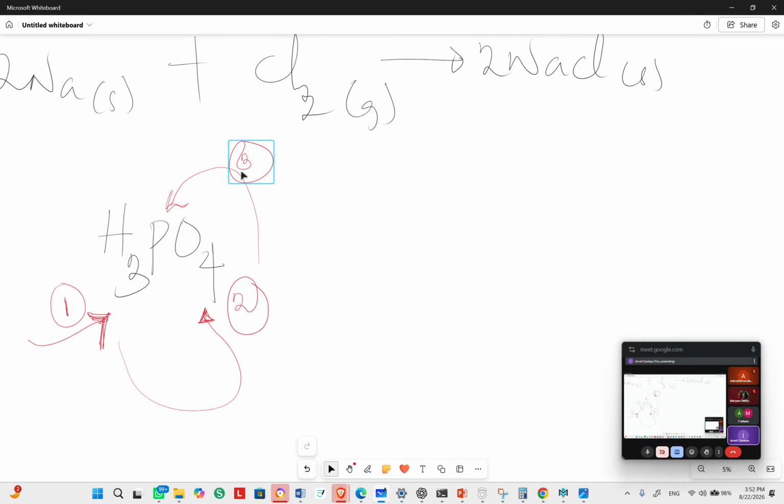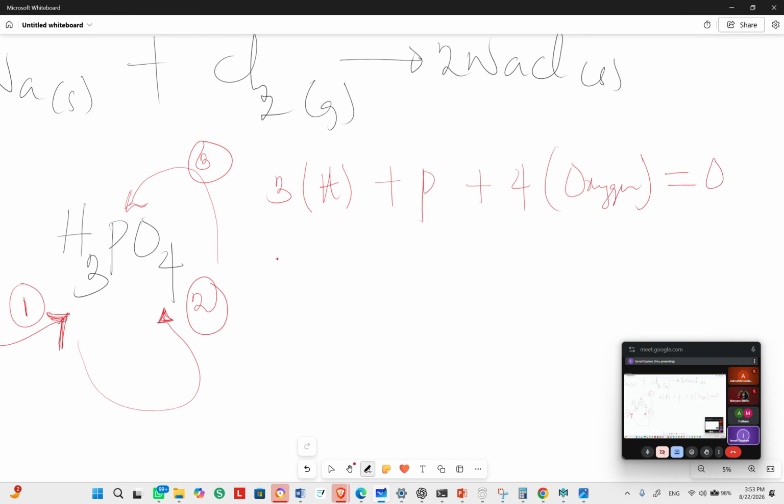However, to go to step three, you must have calculated the oxidation number of phosphorus here. And to calculate the oxidation number of phosphorus, you need to remember your rule of oxidation number. So 3 into brackets oxidation number for hydrogen plus oxidation number for phosphorus plus 4 times oxidation number of oxygen equals 0.